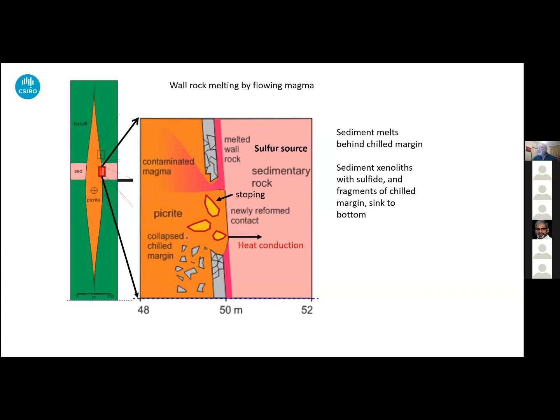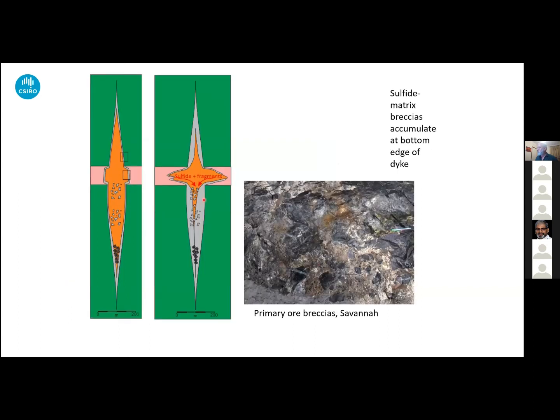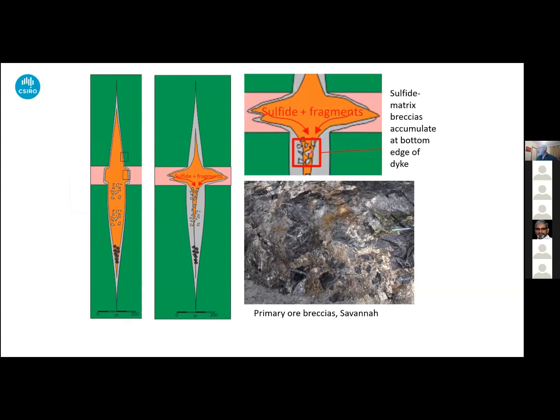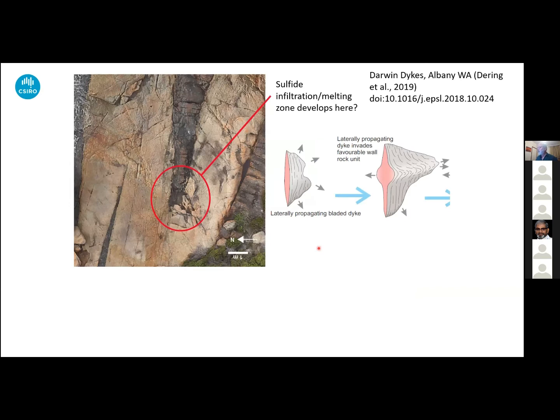This is based on field observations on the South Raglan dikes. I should explain, this isn't just made up. This is actually based on observations. So we get sediment xenoliths containing sulfides and fragments of chilled margin spalling off the side of the dike and accumulating at the propagating edge, giving us these types of features that we see at Savannah.